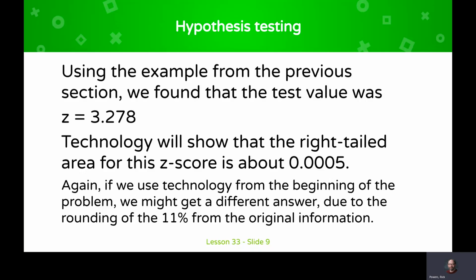Using the example from the previous section, we found that the test value was z equals 3.278. Technology will show that the right-tailed area for this z-score is about 0.0005. Again, if we use technology from the beginning of the problem, we might get a different answer due to the rounding of the 11% from the original information.